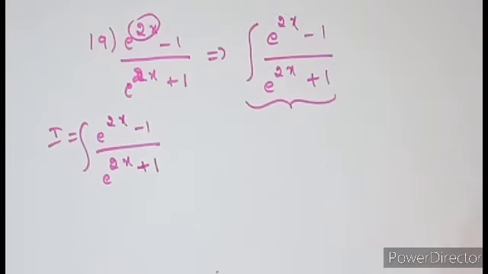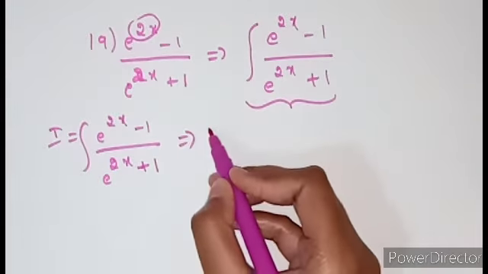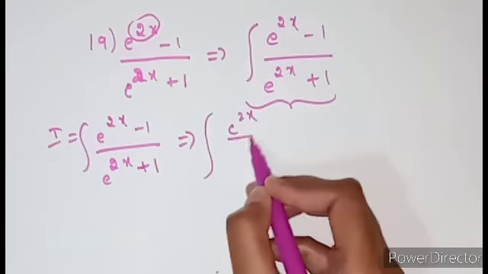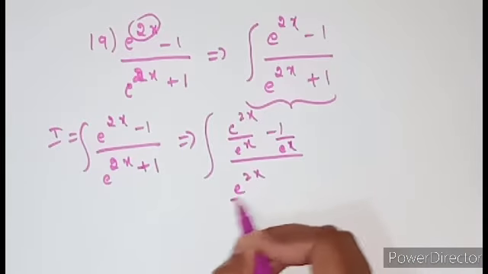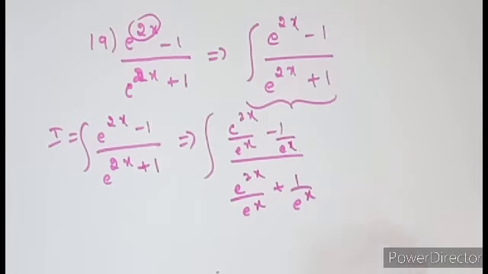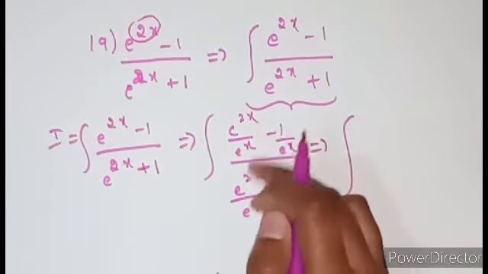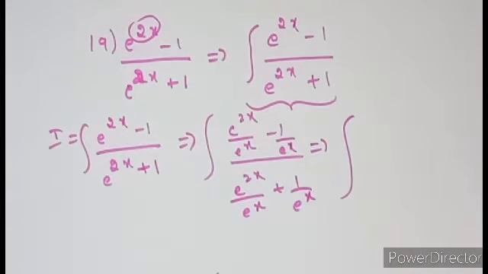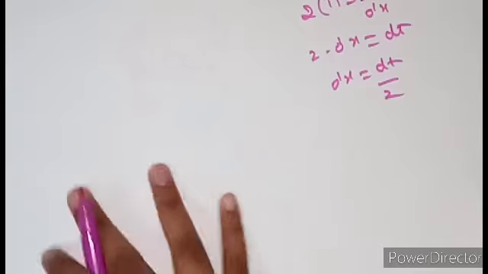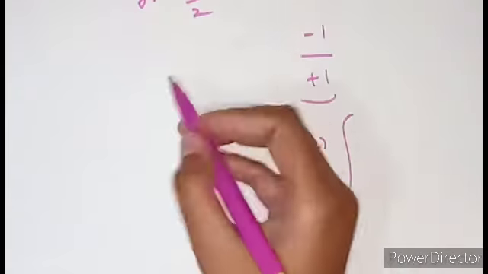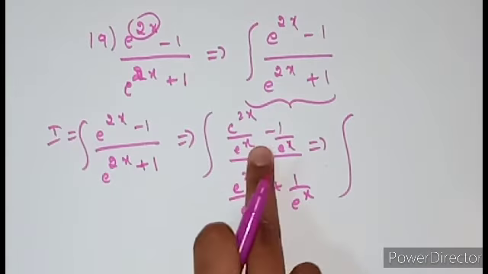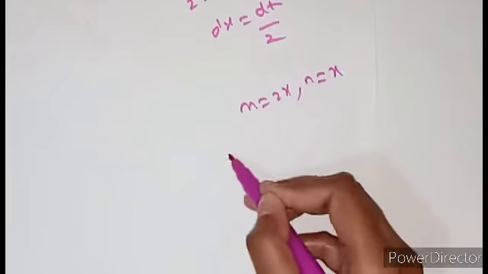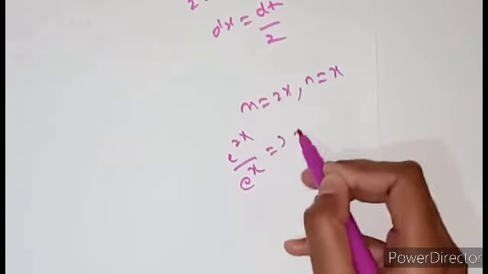What I have told you, divide by e power x. If I divide e power 2x upon e power x minus 1, here also divide e power 2x upon e power x plus 1 upon e power x. Now this is of the form a power m upon a power n, which is a power m minus n. Here m is 2x and n is x, so e power 2x upon e power x is e power m minus n.